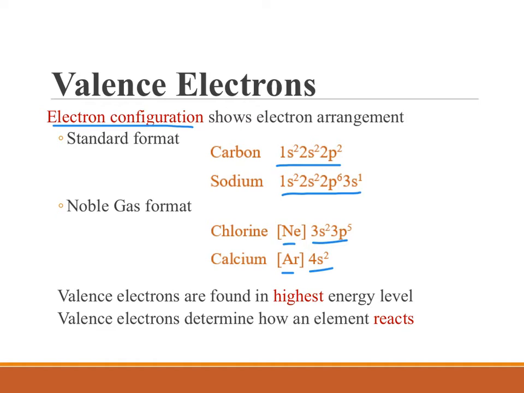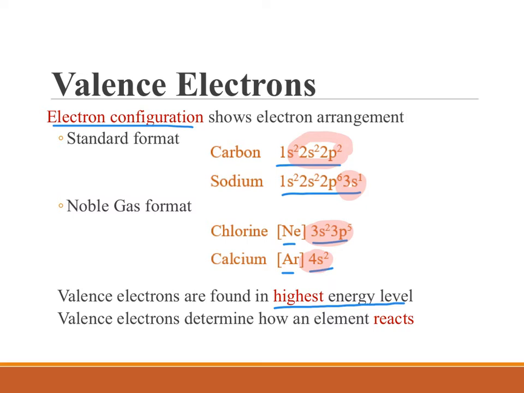Now the valence electrons are the electrons found in the highest energy level. So in your electron configurations, you can find your valence electrons by looking at the electrons listed in that highest energy level. In carbon, we have these 2p electrons. Those are our valence electrons. In sodium, we have the 3s electron as its valence electron. Chlorine, we've got some in primary level 3. Calcium, our valence electrons over here are the 4s2 electrons. So you can use the electron configurations to get a number of valence electrons.